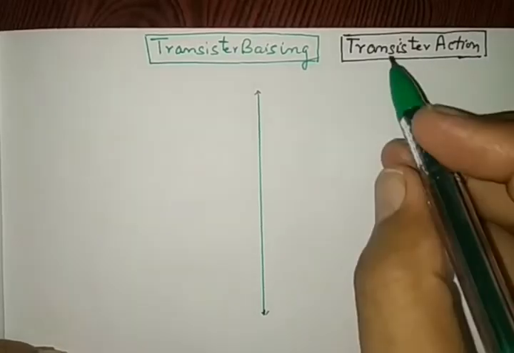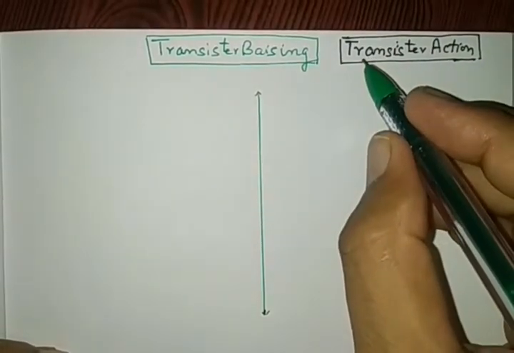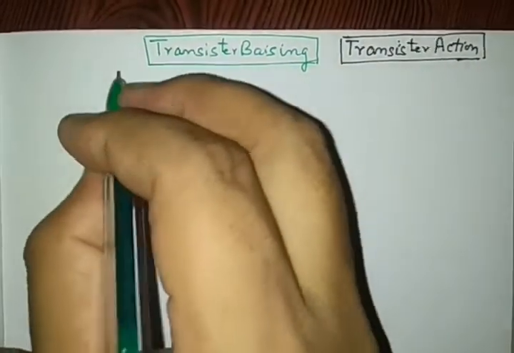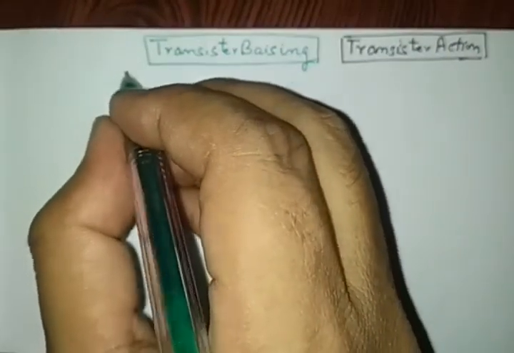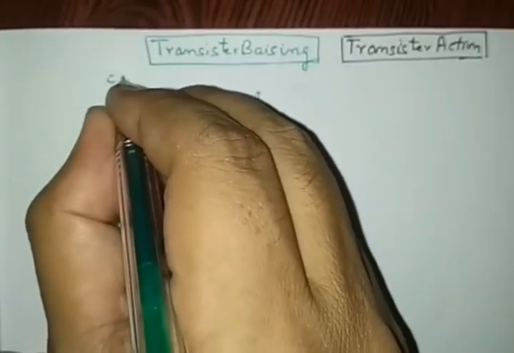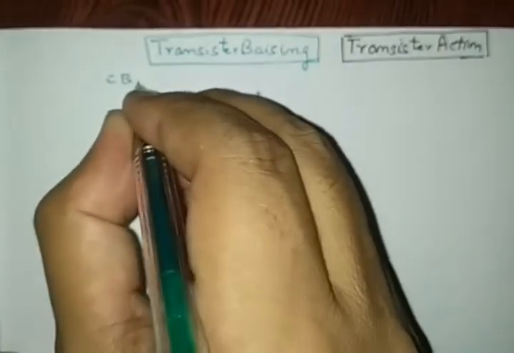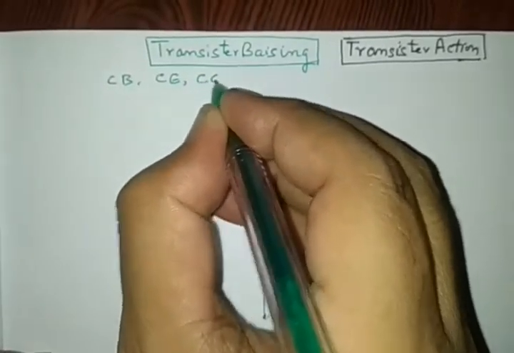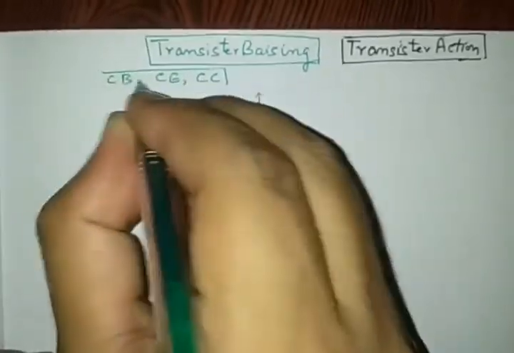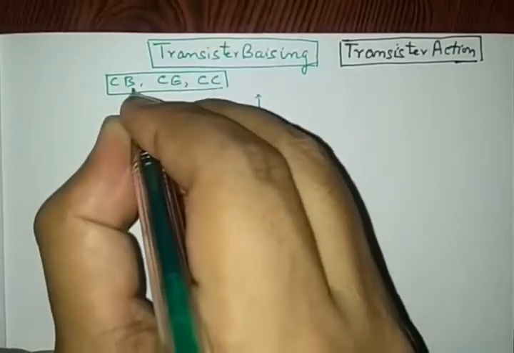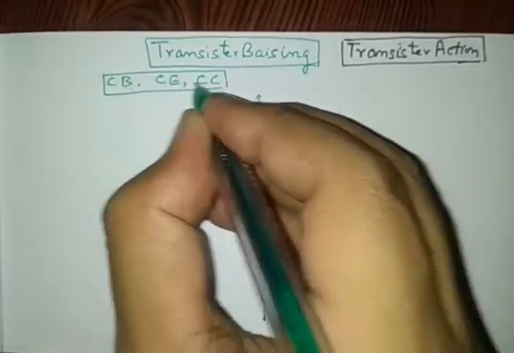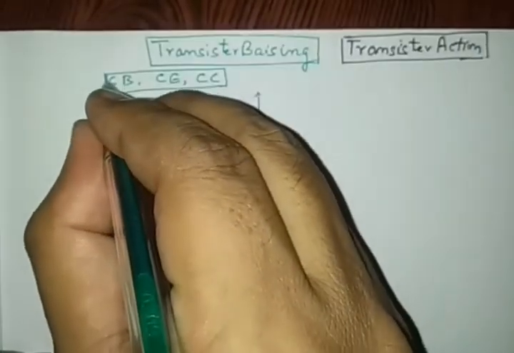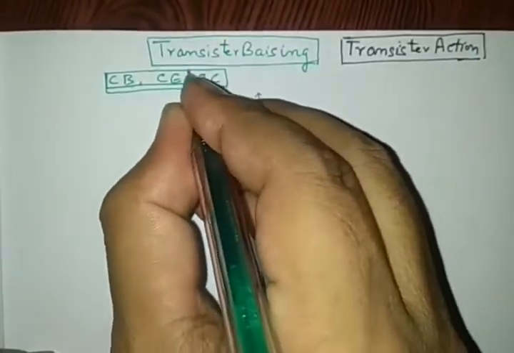Hello everyone. Today we will see transistor action. We know that a transistor is connected in three types in a circuit: common base, common emitter and common collector. Common base is written here as CB, common emitter as CE, and common collector. Normally we use these two types.